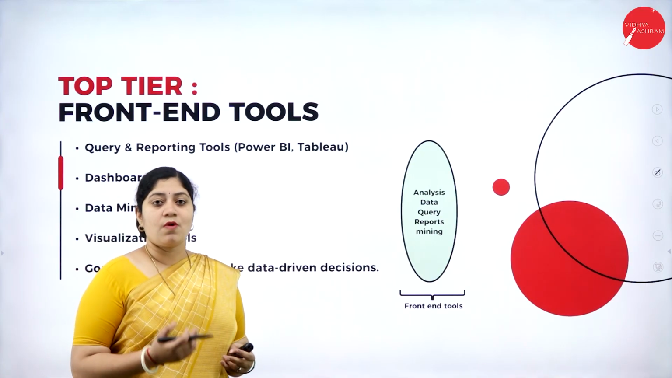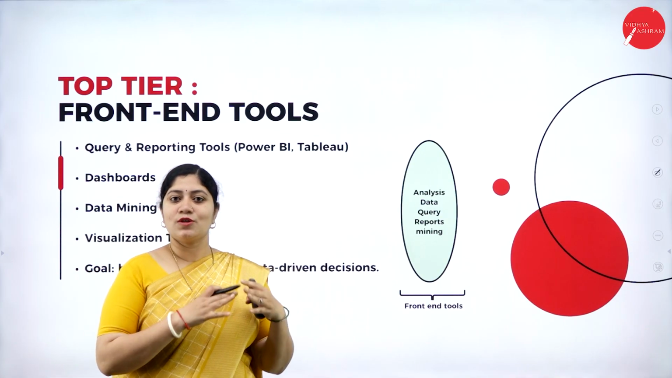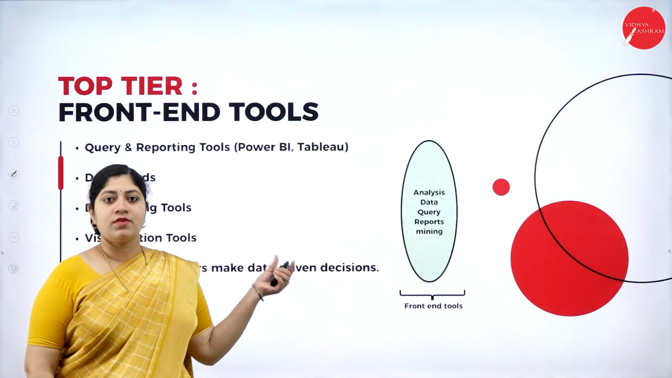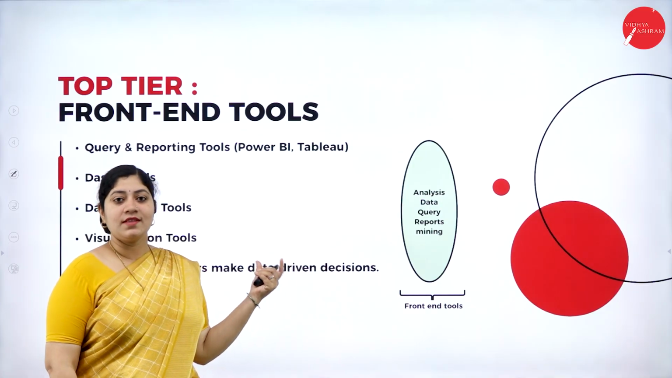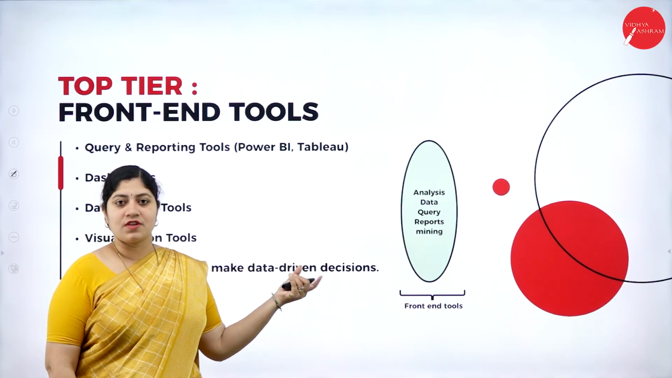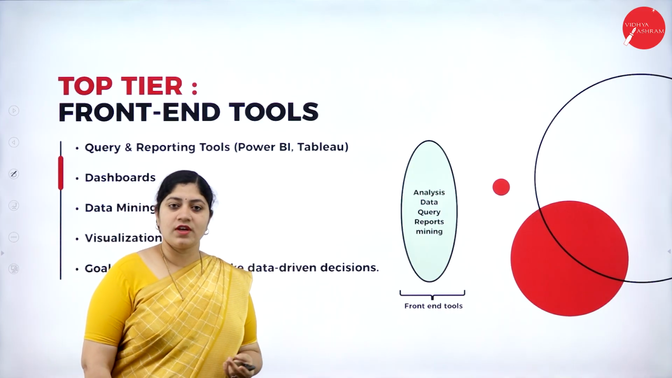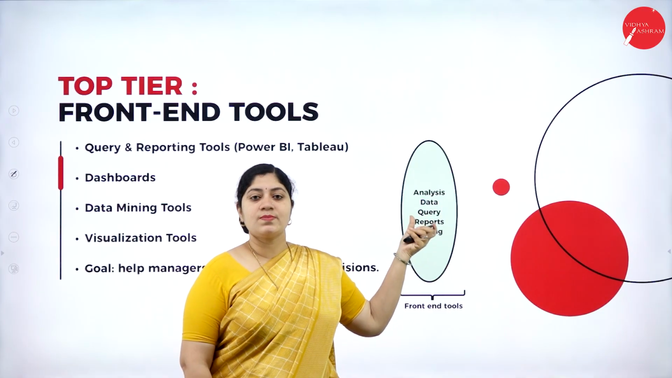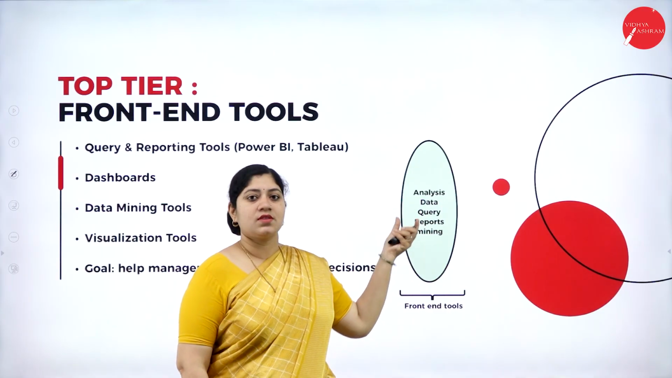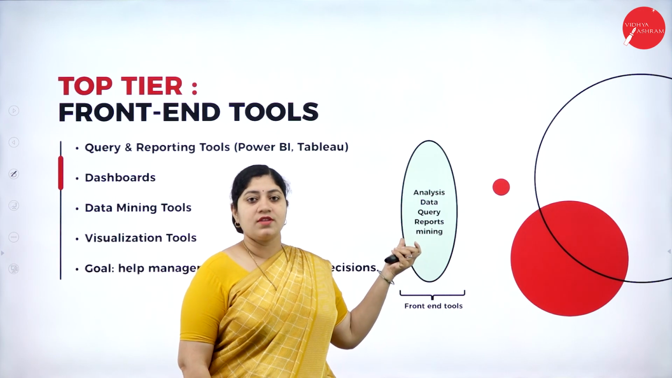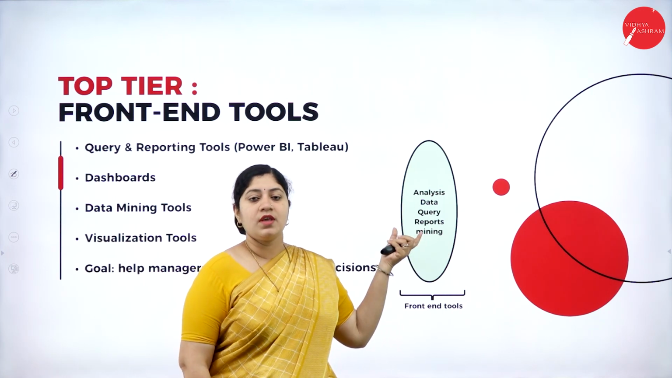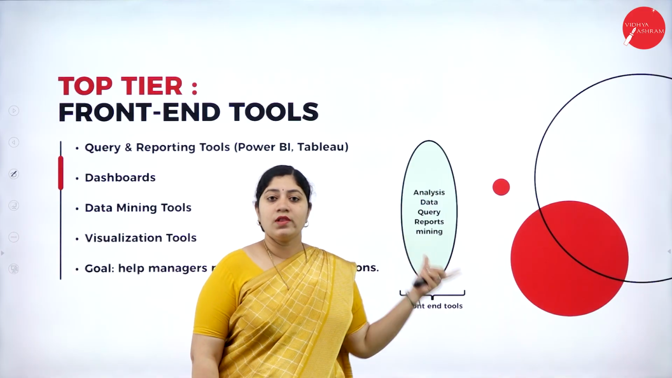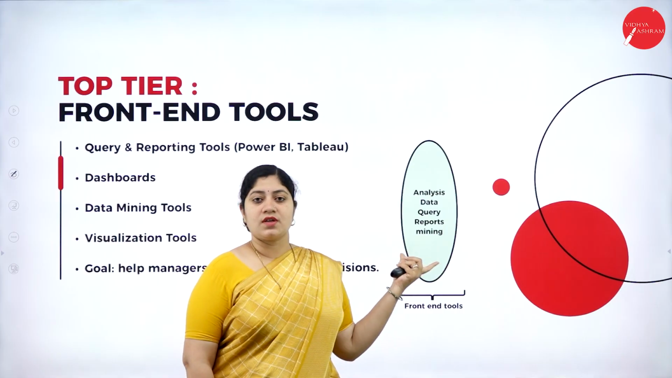Up next, let's move forward and understand the top tier, which is also called the front end architecture. With respect to the top tier, let's see what a top tier architecture is and what things are supported under it. Under the top tier, the things included are data analysis, then query as well as various reporting tools that can be designed by this architecture, followed by data mining. So all these are the various applications that are supported.